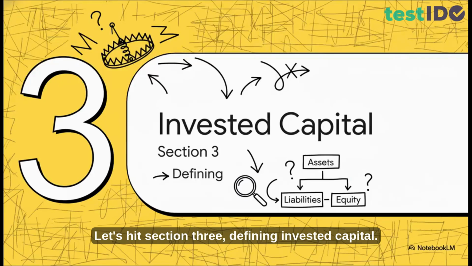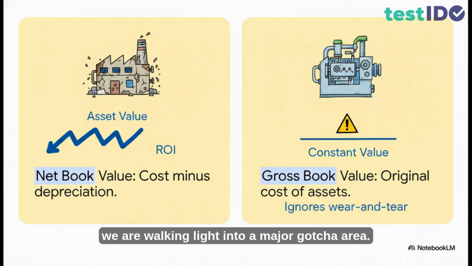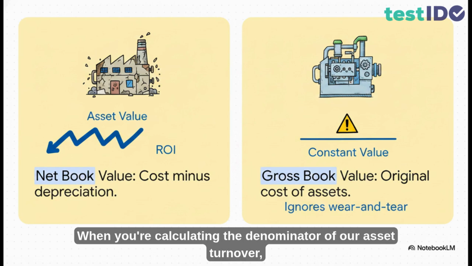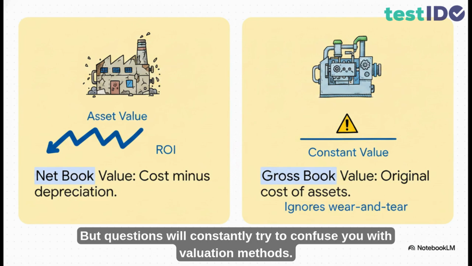Let's hit Section 3, Defining Invested Capital. Okay, I need you to pay super close attention here, because we are walking right into a major gotcha area. Examiners love to set traps for you on this. When you're calculating the denominator of our asset turnover, what exactly counts as invested capital? Usually, yeah, it's total assets, but questions will constantly try to confuse you with valuation methods.